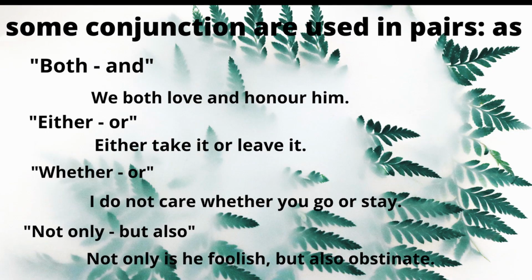Here are some conjunctions which are used in pairs: both and, either or, whether or, not only but also. There are a few sentences also. For both and: we both love and honor him. Either or: either take it or leave it. Whether or: I do not care whether you go or stay.